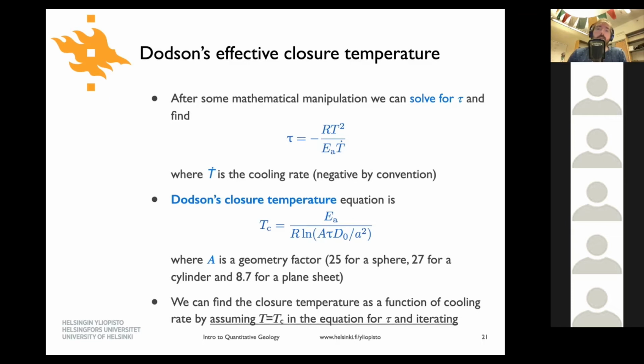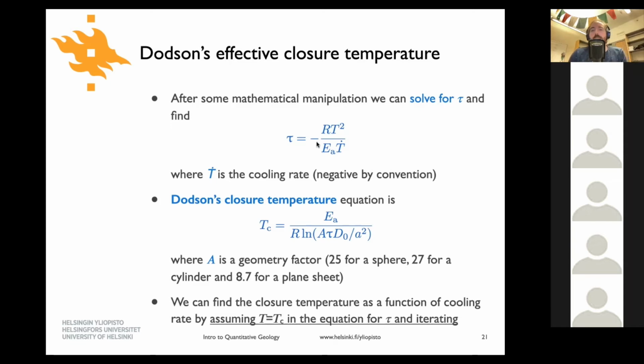You could do a little bit of math, and the Dodson paper goes through this in more detail, but we don't need to worry about that too much. You come up with an equation here for tau that has the gas constant R times temperature squared divided by the activation energy over a cooling rate. And this is a negative term here because the cooling rate is negative by convention. So R would be positive, T would be positive because this is temperature in kelvins, so it has to be 0 or positive. Activation energy would be positive. Otherwise, we're defying the fundamental physics of the universe. And then the cooling rate would be negative in order to get the negatives to cancel out and give you a time for tau that is a positive number.